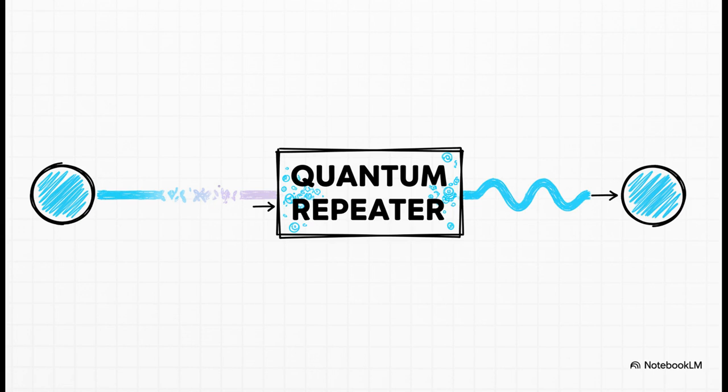The solution they're developing is called a quantum repeater. You can think of these as little pit stops along the quantum highway. They're designed to catch a fragile quantum signal, kind of clean it up and boost it, and then extend that precious entanglement further down the line. These repeaters are the missing piece of the puzzle for building a truly globe-spanning quantum network.